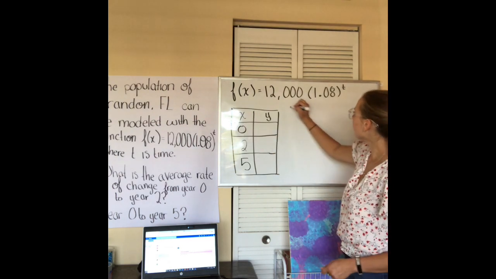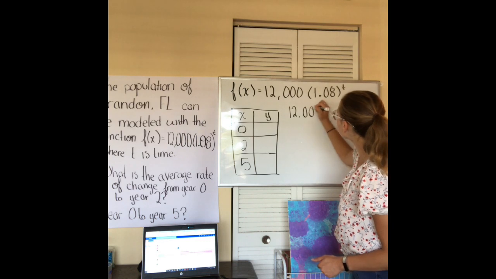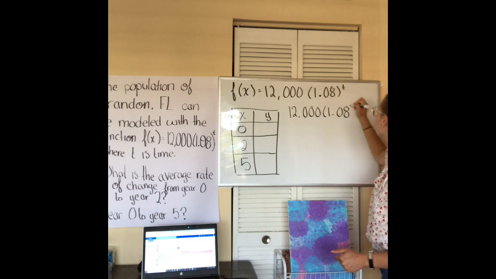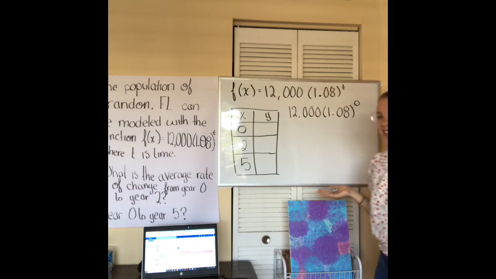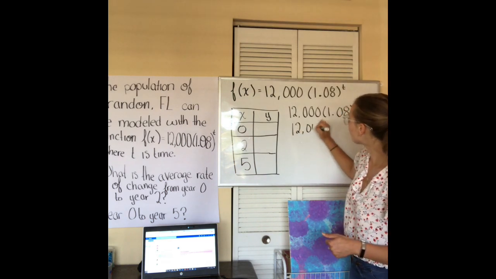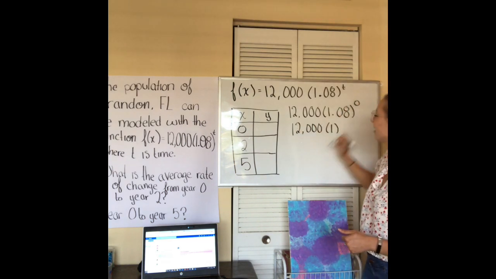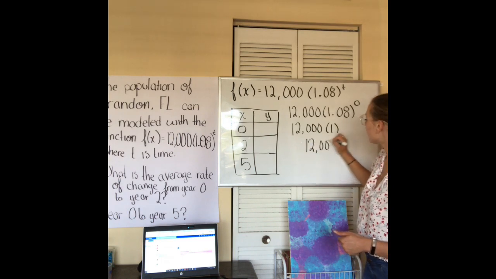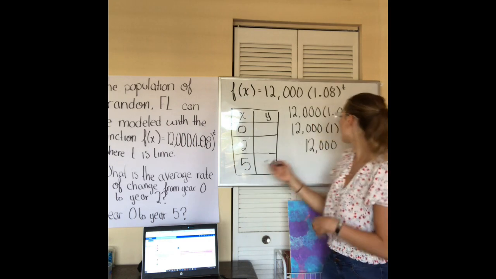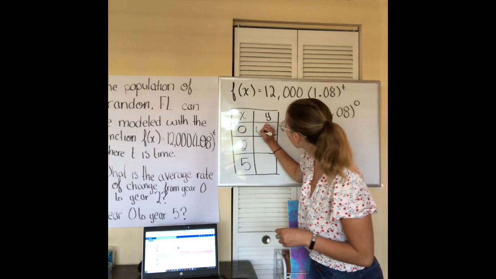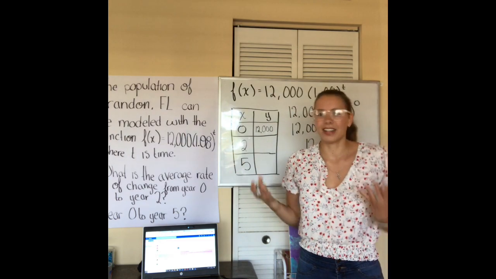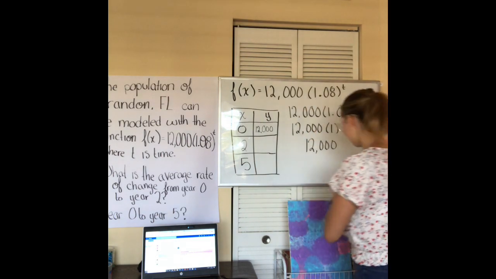So first I'll plug in a 0, 12,000 times 1.08 to the 0 power. Well, anything raised to the 0 power is 1, so 12,000 times 1 is just 12,000. So the year when Brandon was founded, there were 12,000 people living in it. 12,000. I don't know if these numbers are actually accurate. I just use Brandon to make it interesting because I live here.